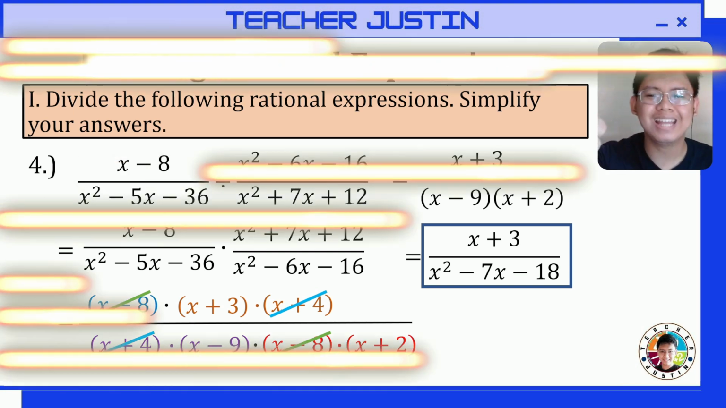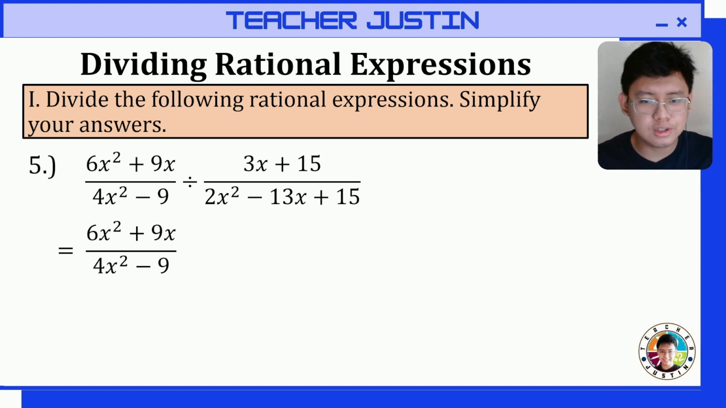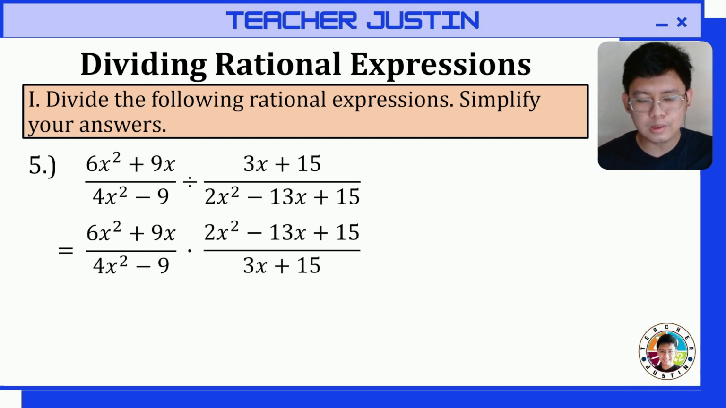Ta-da! Alright, let's divide this rational expression. When dividing rational expressions, the first step is to apply keep, change, flip. Keep the first rational expression, then change the operation from division to multiplication, and then flip the second rational expression. So, it is now flipped. After applying keep, change, flip, our next step is to perform multiplication of rational expressions.